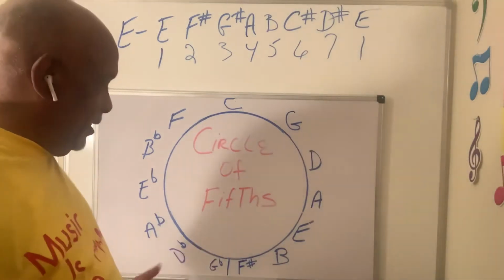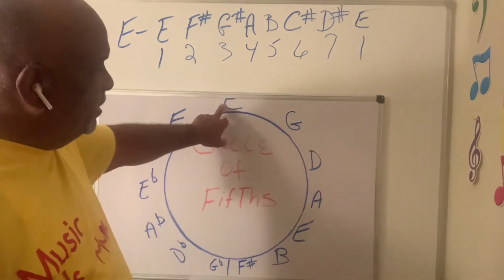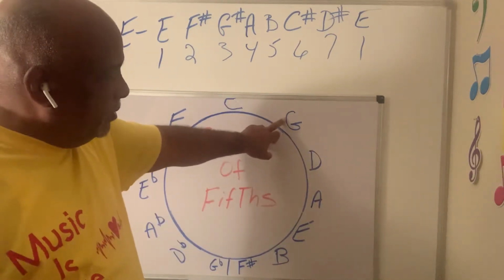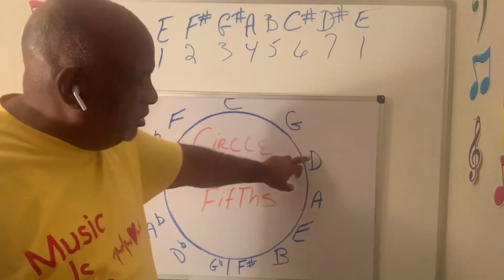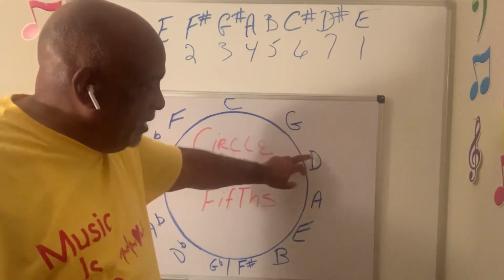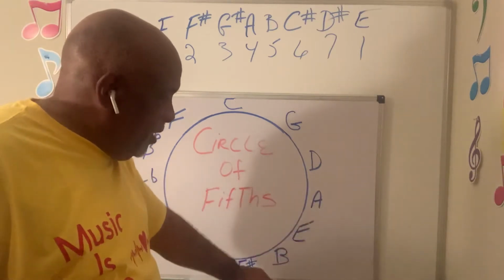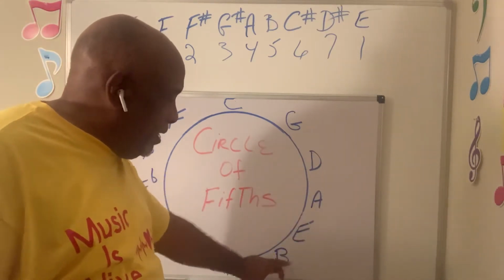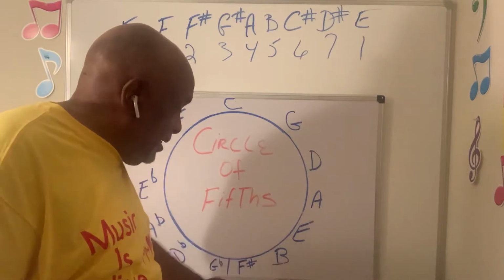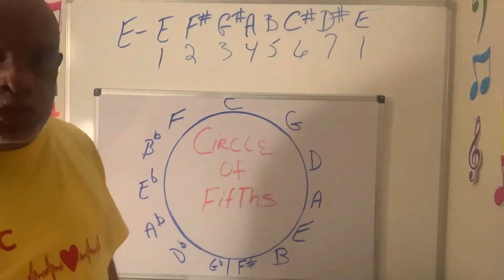So let's try it again. The 5 of C is G. The 5 of G is D. The 5 of D is A. The 5 of A is E. The 5 of E is B. And the 5 of B is F sharp.